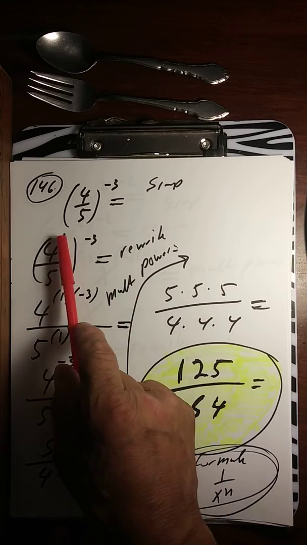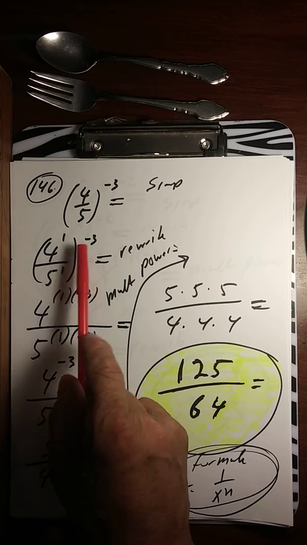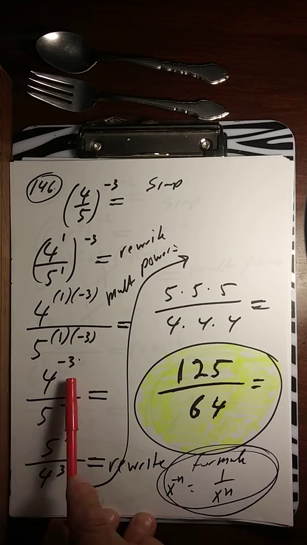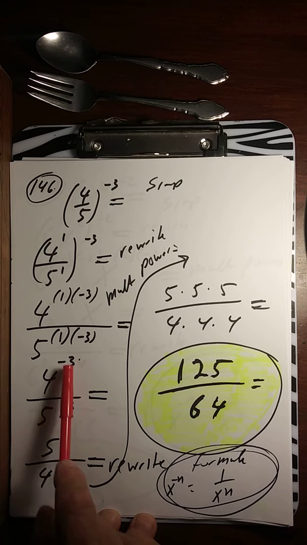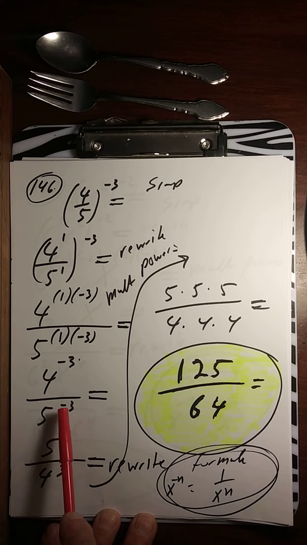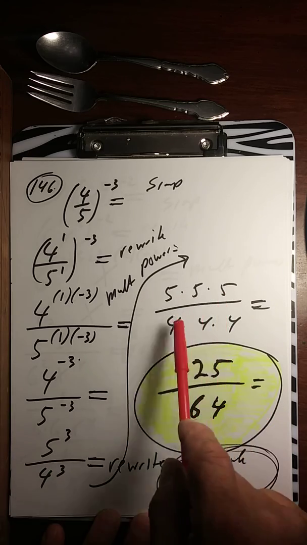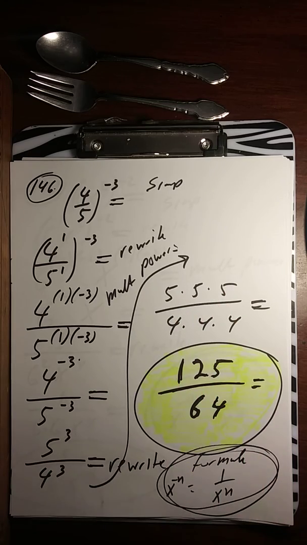All right, this one. This is a 1 power, just rewrite it. So that times that, multiply the powers. So that's 4 to the negative 3, 5 to the negative 3. But negative exponents, rewrite it with this formula. So that means this one goes here, that one goes there. So now I have 5 to the third over 4 to the third: 5, 5, 5, 4, 4, 4, 125 over 64.